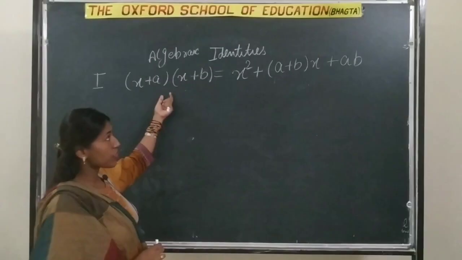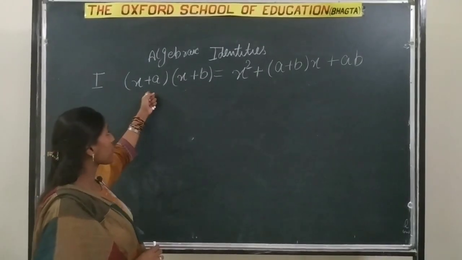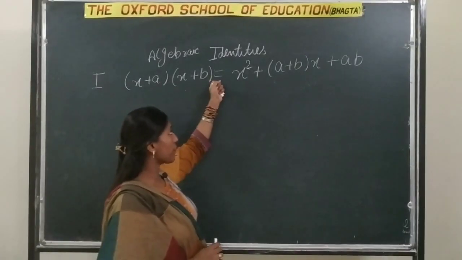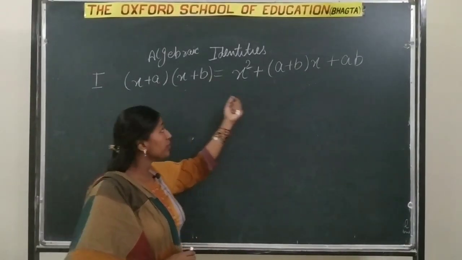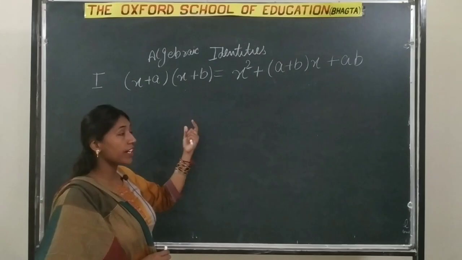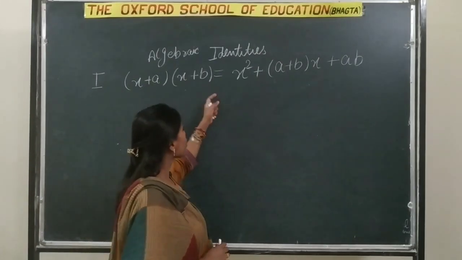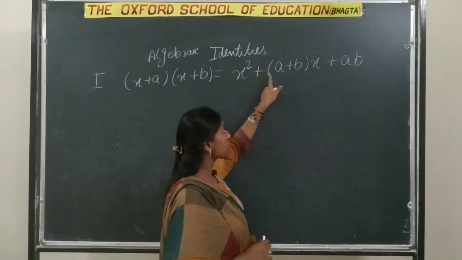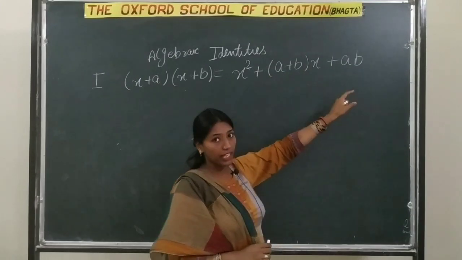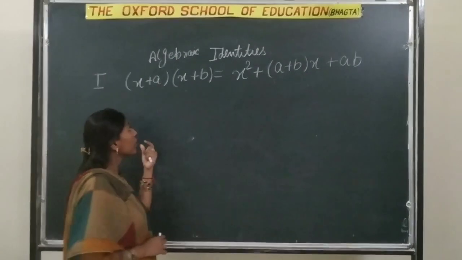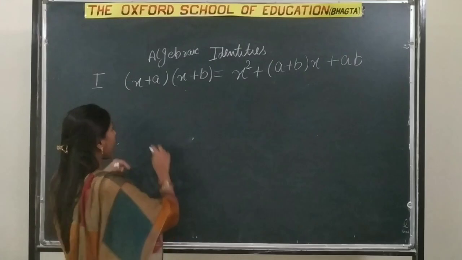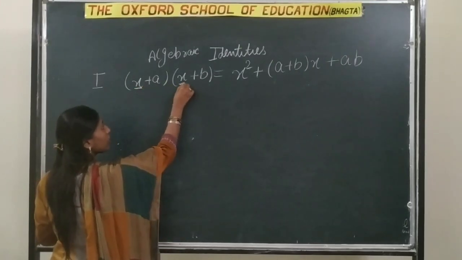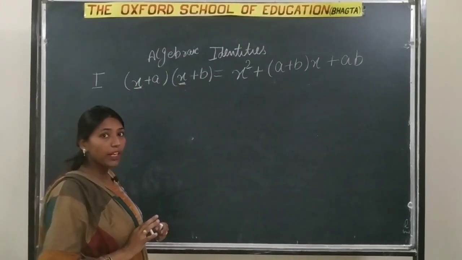So here is our first algebraic identity: (x + a)(x + b) equal to what? This identity you have studied in your earlier classes also. So this is equal to x² + (a + b)x + ab. Observe this carefully: the first term in both brackets should be equal. Here it is x and here it is also x.